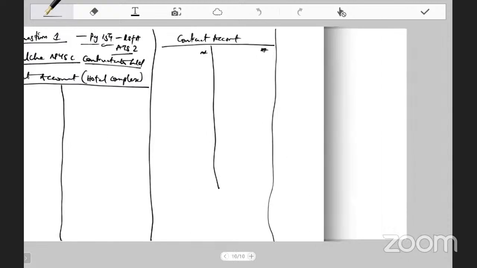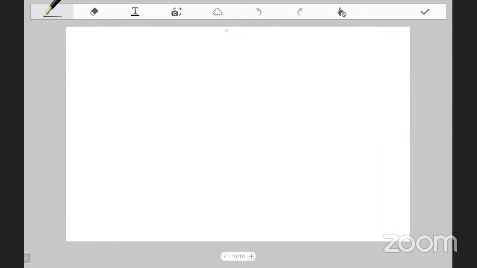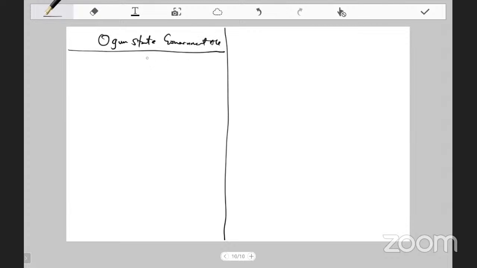What's the other account that the examiner also wants? He wants the contractee account. But that contractee has a name. So I have to get the name. Who is the contractee? Ogun State Government. Yes, sir. So we use all these names while working.